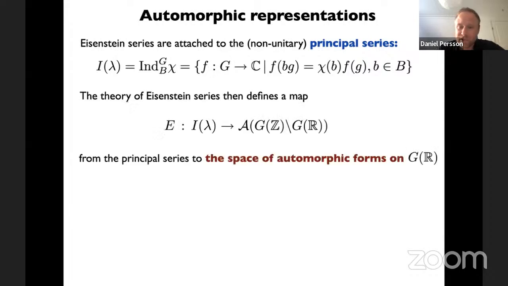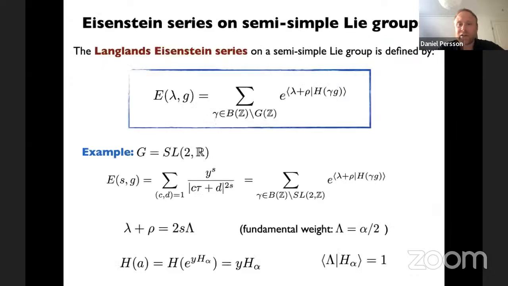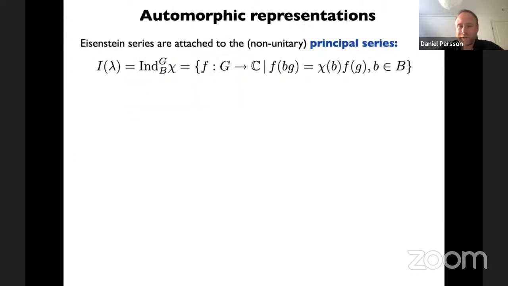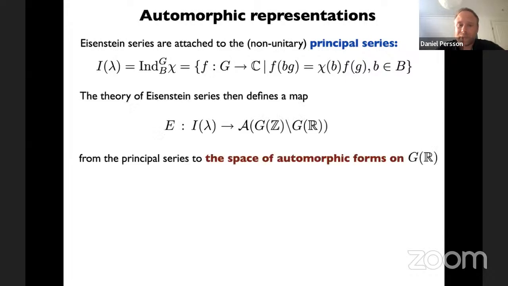Now, I should have written it, but chi here is really, you can construct it from this kind of exponential expression that I have here. So this summand is like the character on the Borel extended to the group G. So that's where this chi comes from. And you define a map from this representation space into the space of automorphic forms.